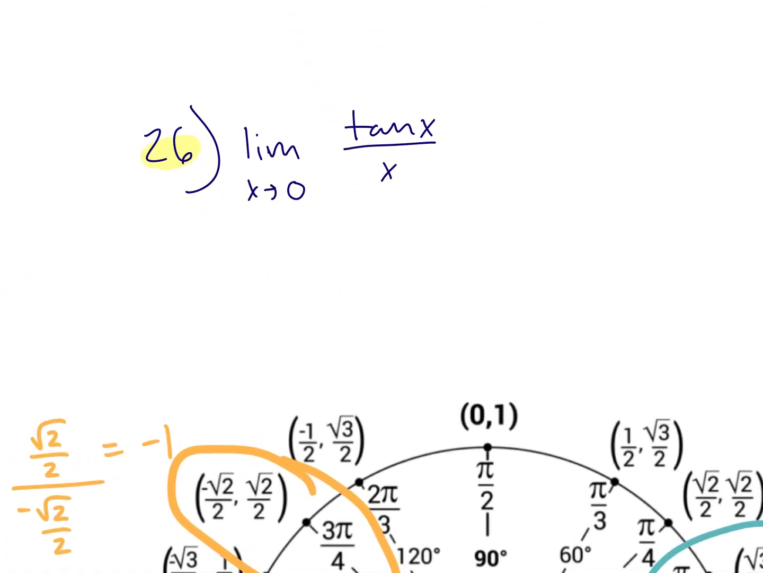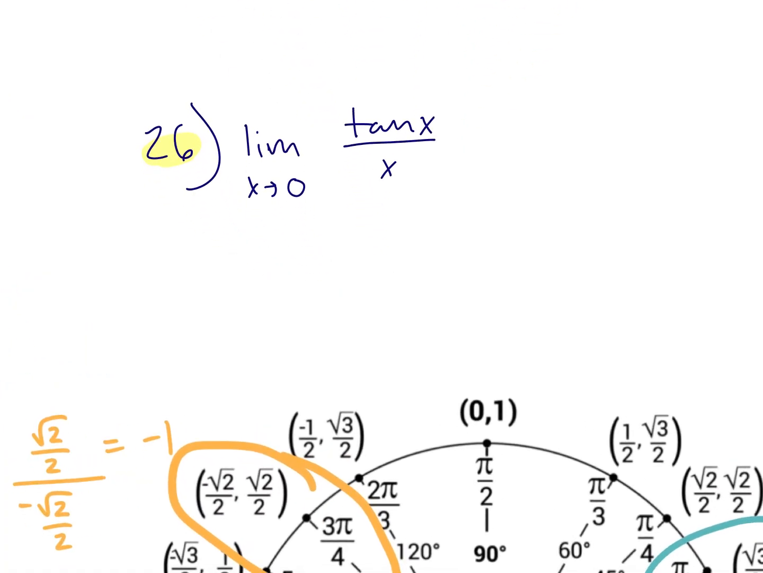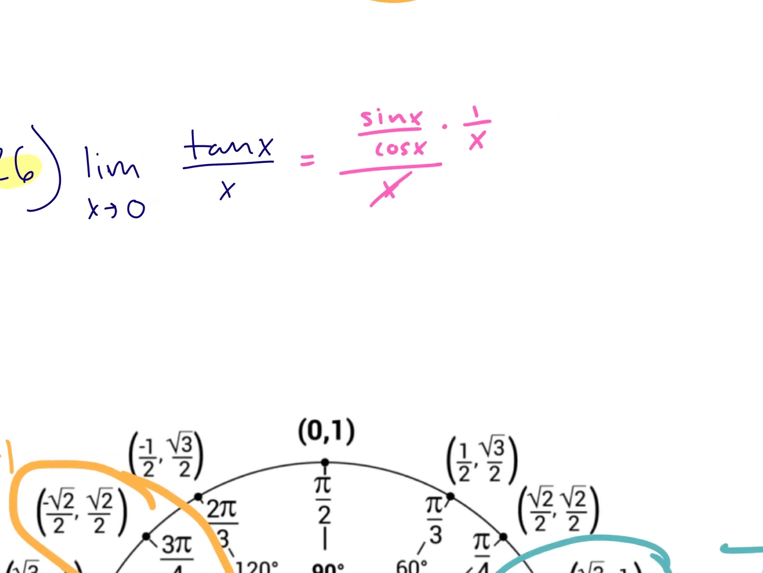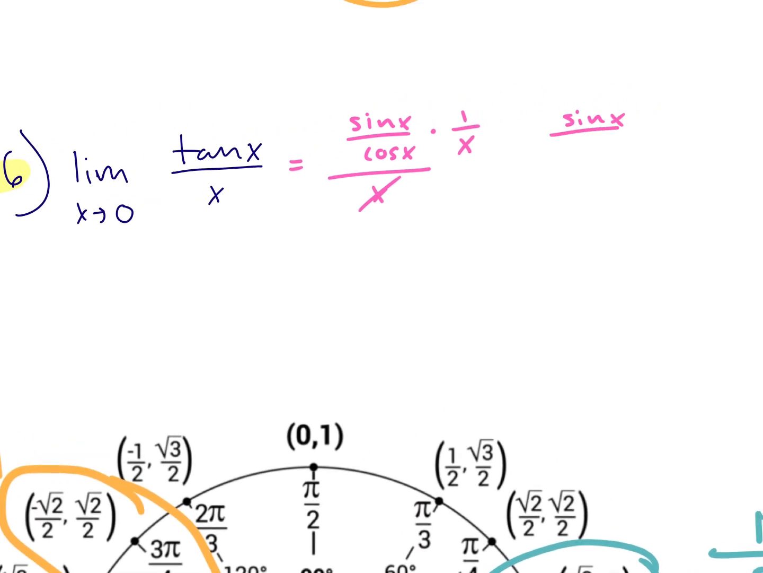Let's do 26. What happens when we use direct substitution here? It's undefined. So what could we do? Awesome. We can change tangent to be sine of x over cosine of x over x. What do we do when we have a fraction and a fraction? Keep, change, flip. We're going to change to multiplication, flip to 1 over x.